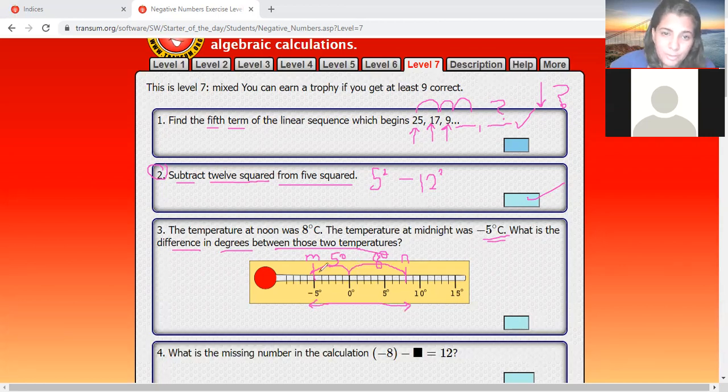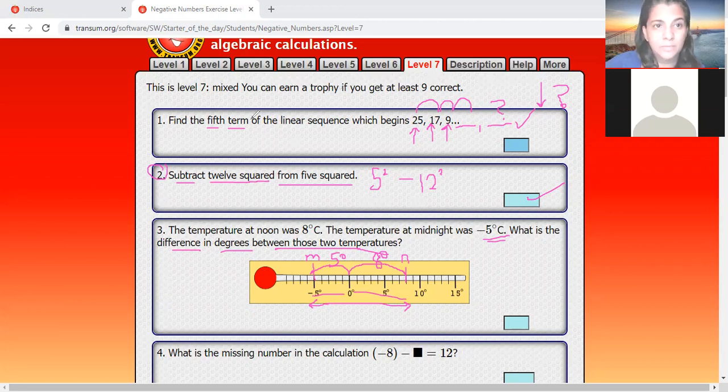So over here you have to add. The -5 add with the 8. I mean, don't add -5. 5 degrees plus 8 degrees, because you want to find what's the difference. You're going to take the total gap inside. That's the difference. So that's number 3.